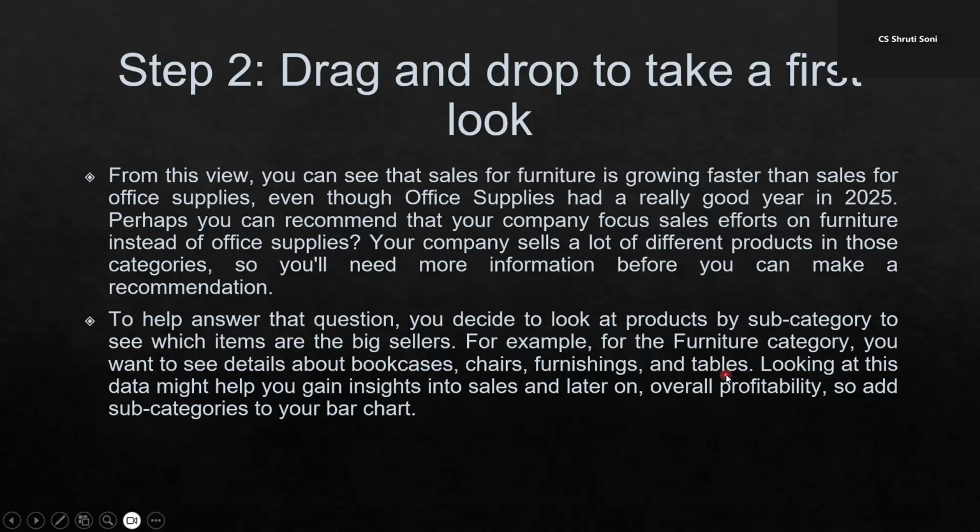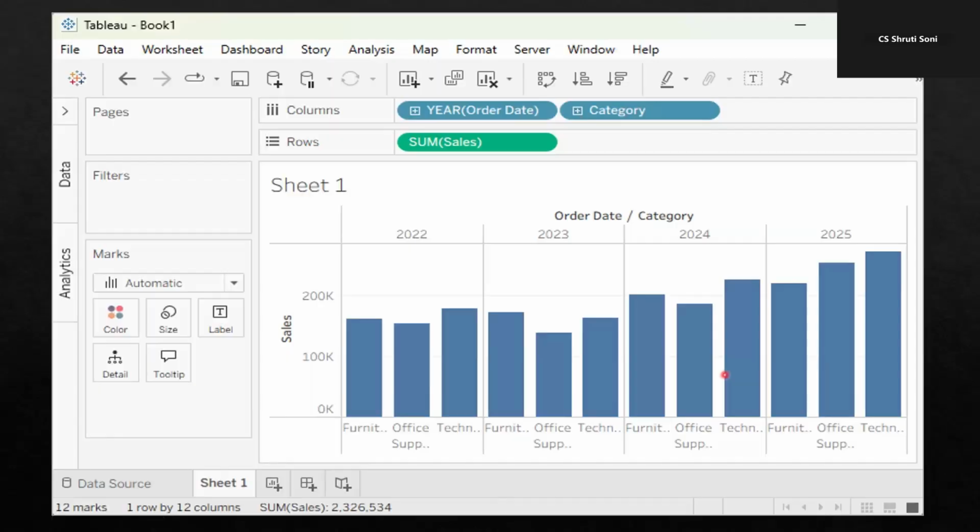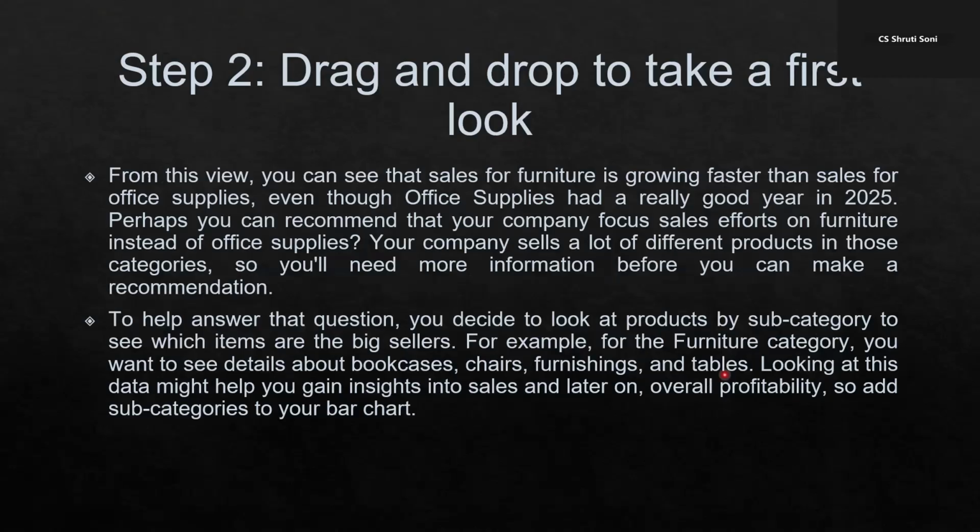Even though office supplies had a really good year in 2025, perhaps you can recommend that your company focuses sales efforts on your furniture. Okay. Your company sells a lot of different products, so you'll need more information before you can make a recommendation. So to help answer this question, you can decide to look at the products by subcategory to see which items are the big sellers. For example, for the furniture category, you want to see details about, let's say, bookcases, chairs, furnishings, tables. So looking at this data might help you gain insights into sales and later on overall profitability.